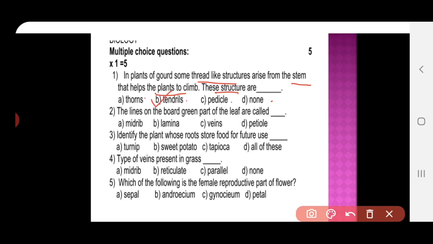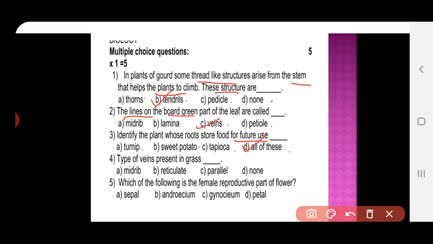And second question, the lines on the broad green part of a leaf are called dash. The options are midrib, lamina, veins, petiole. The answer is veins because they have asked for the lines in the broad green part. And third question, identify the plant whose root stores food for further use. Options are turnip, sweet potato, tapioca and all of these. So all these roots store the food. So option D is right, all of these.